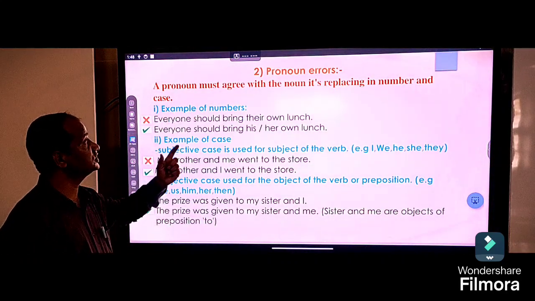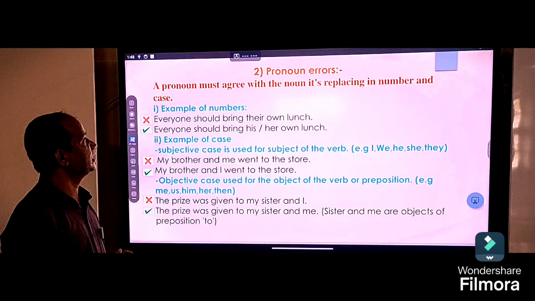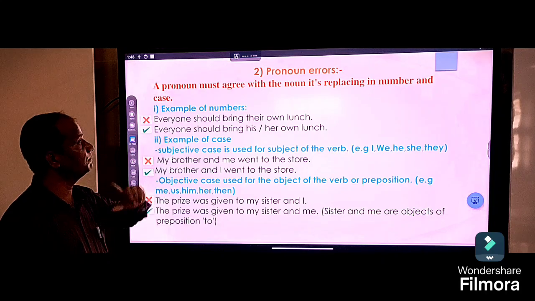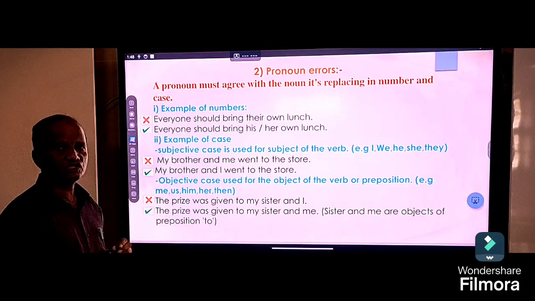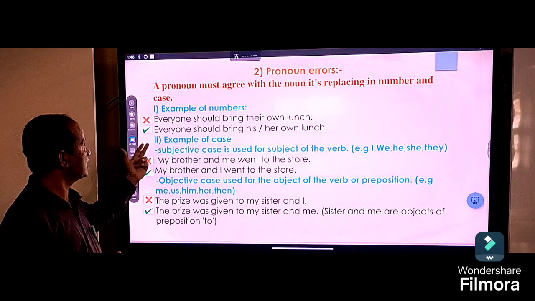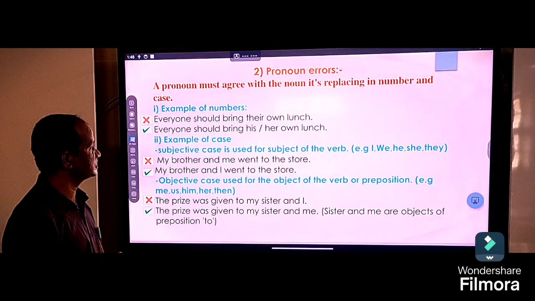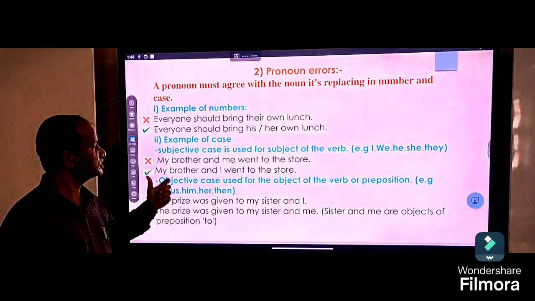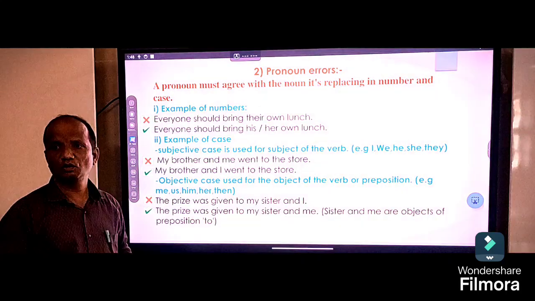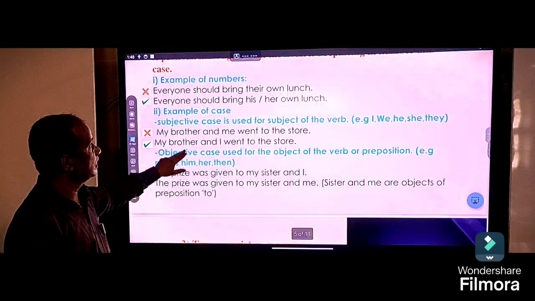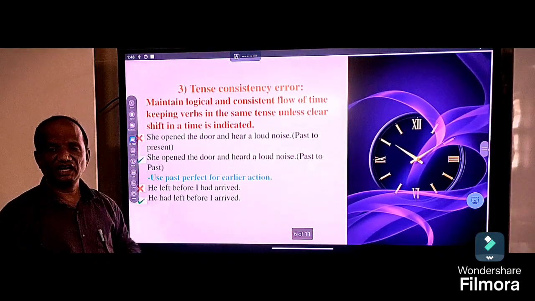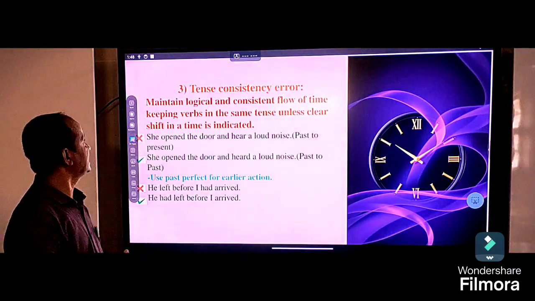Here we have discussed the pronoun error, and we have seen that the pronoun must agree with the noun it's replacing in number and case. We have also seen the example of number error in the sentences, and also the example of case error. As we have seen, we have to use the subjective case for the subject of the verb and the objective case for the object of the verb or preposition. After discussing it, we are turning towards the third error in the sentences, that is tense consistency error.